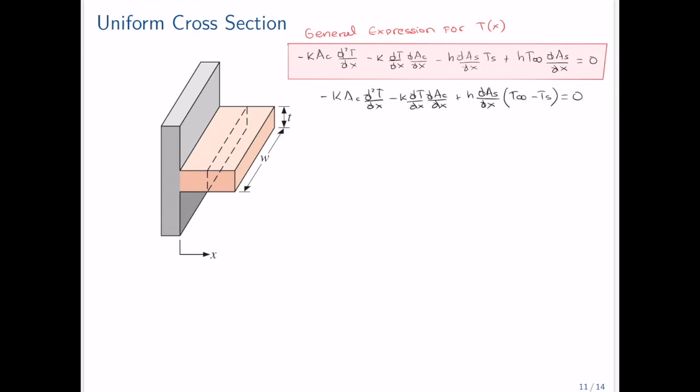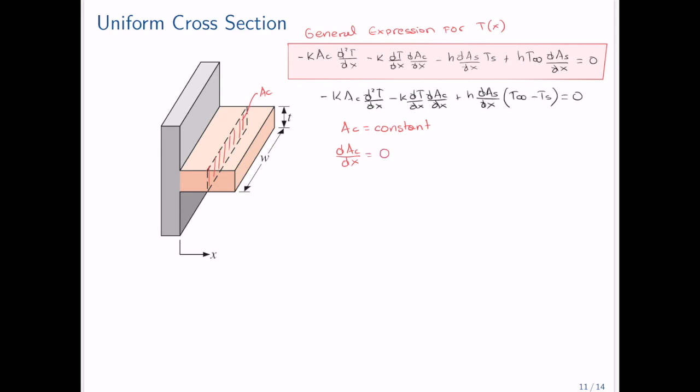So now what I want to analyze is what is As and what is Ac. So the cross-sectional area is going to be this in the case of a uniform cross-section, and because it's uniform, it is going to be constant. So Ac is going to be equal to a constant, and therefore the derivative of Ac with respect to x is equal to 0.